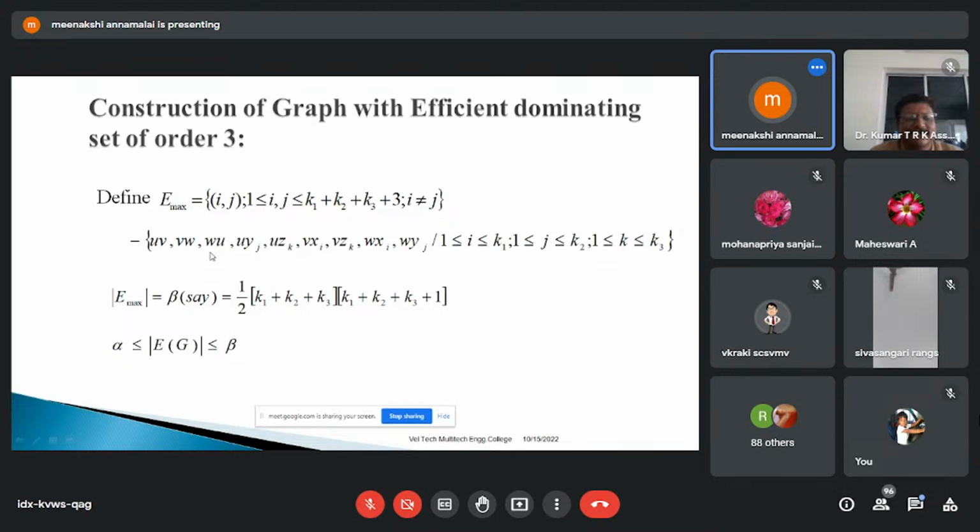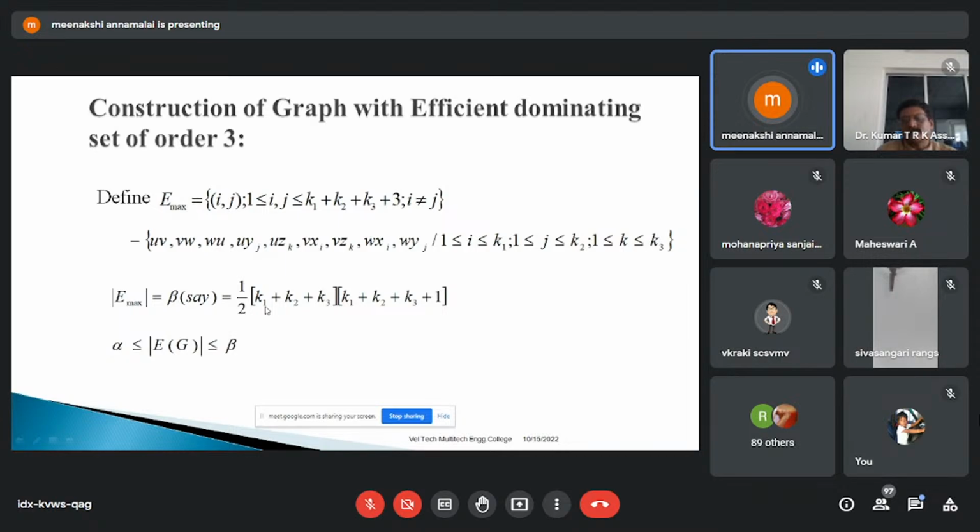Now this Emax we calculated. According to that, the number of edges present in the complete graph is NC2, and then I'm subtracting this one, I'm getting the value beta, where beta is 1 by 2 into K1 plus K2 plus K3 into K1 plus K2 plus K3 plus 1. So the cardinality of the edge set E of G lies between alpha and beta.